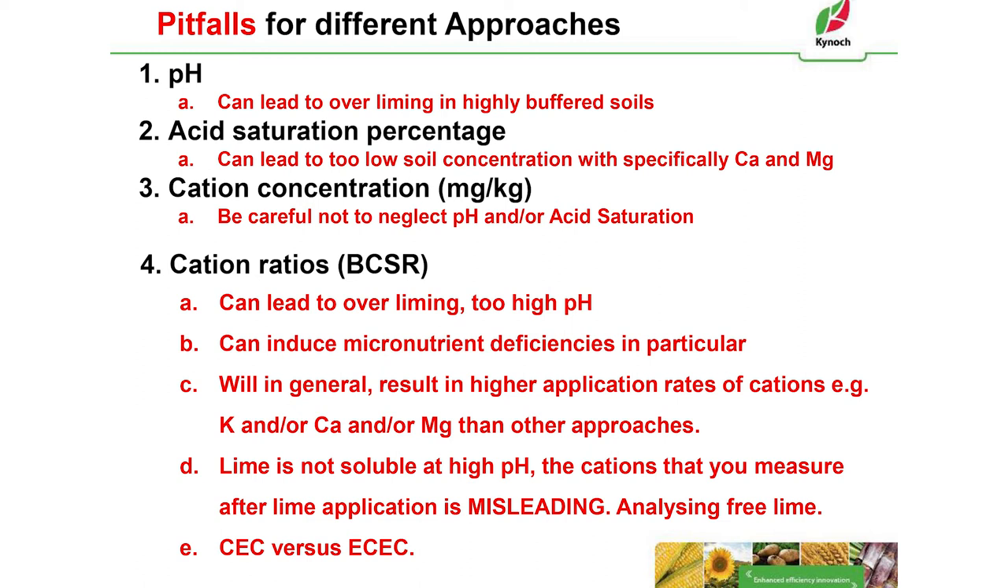And then the last one, you will see there are quite a lot. BCSR can lead to overliming to a high pH, can induce micronutrient deficiency in particular, because what sometimes happens is that if you want to correct, for example, the calcium percentage, you apply a lot of lime and the pH is already high. So now you will increase the pH even more, and now you will be responsible for higher application of micronutrients. So you will induce micronutrient deficiencies because you increase the pH. So it will cost the farmer more lime, and now he must apply micronutrients.